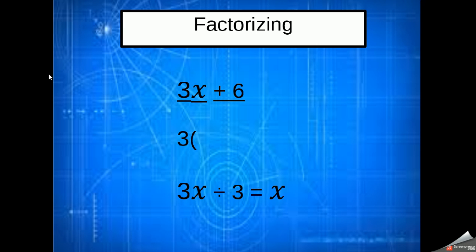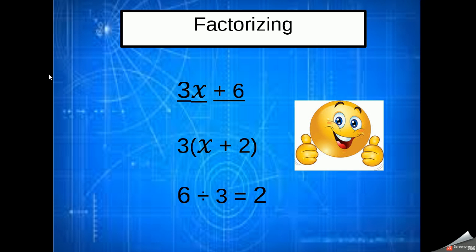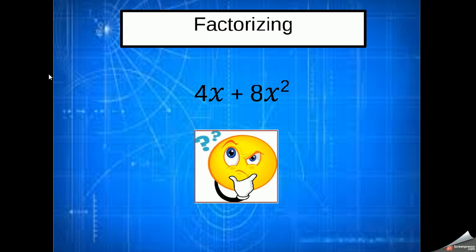So 3x divided by 3 is just x. Remember, if we put a 3 underneath 3x, the 3s would cancel, leaving x. And then 6 divided by 3 is 2, and because it's a positive 2, we put plus 2. So this is exactly the same thing. We've done the reverse of expanding the brackets now: 3 times x plus 2, or 3 lots of x plus 2. So that's a nice simple one to start with.